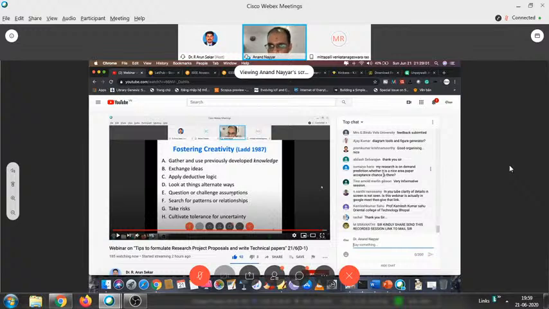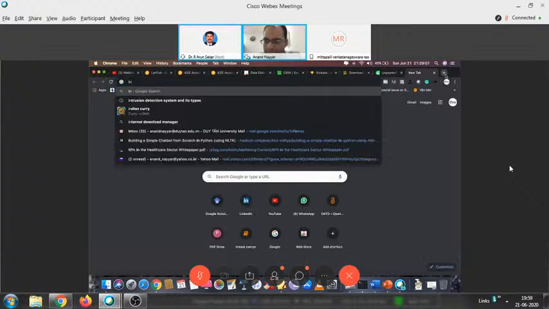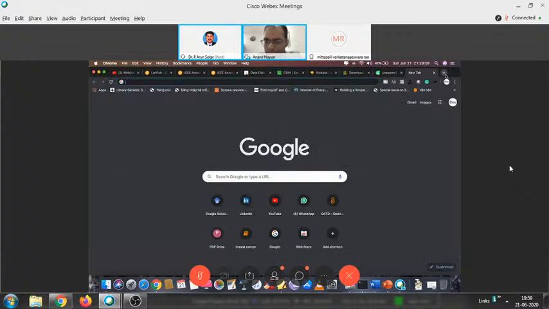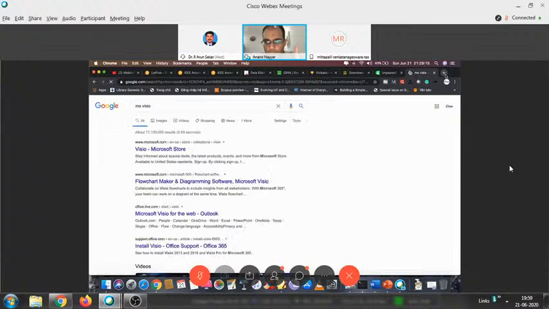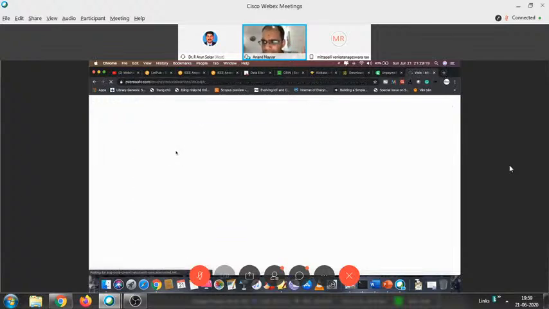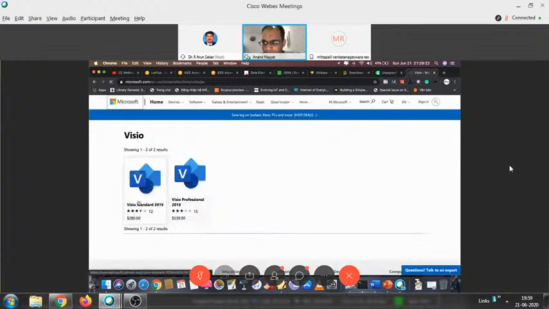Somebody is asking about diagram tools and figure generators. Yeah, figure generators. Okay, let me tell you. I basically use Microsoft Office, so I use MS Visio. This is one of the tools, everybody. This is Visio. You can download it online, or you can even buy a pirated version everywhere. So this is the tool, everybody, MS Visio.